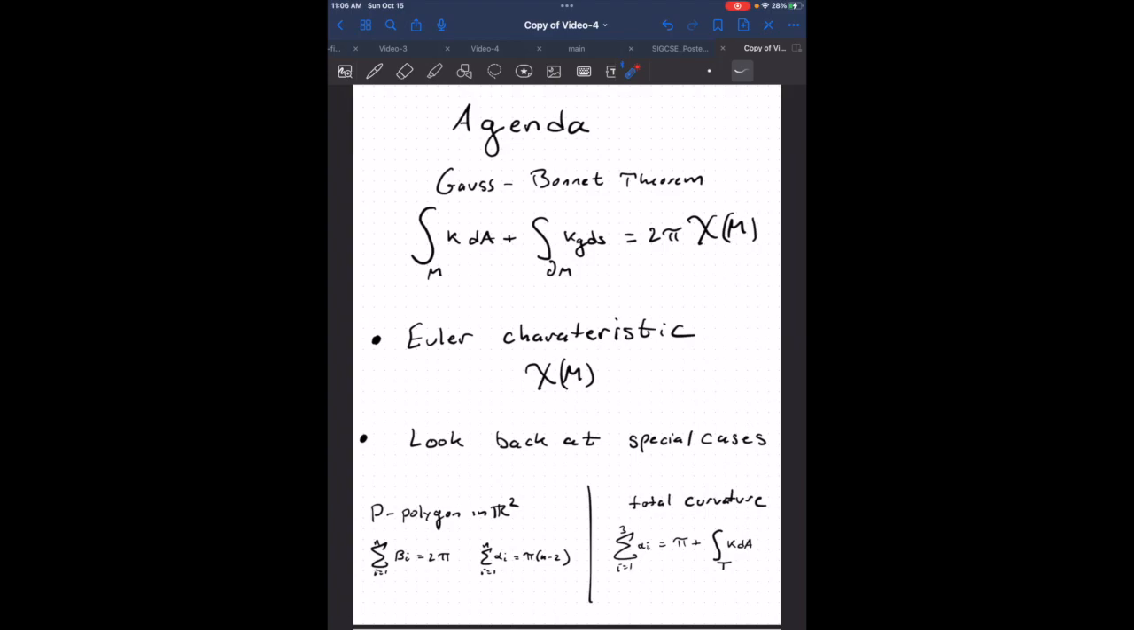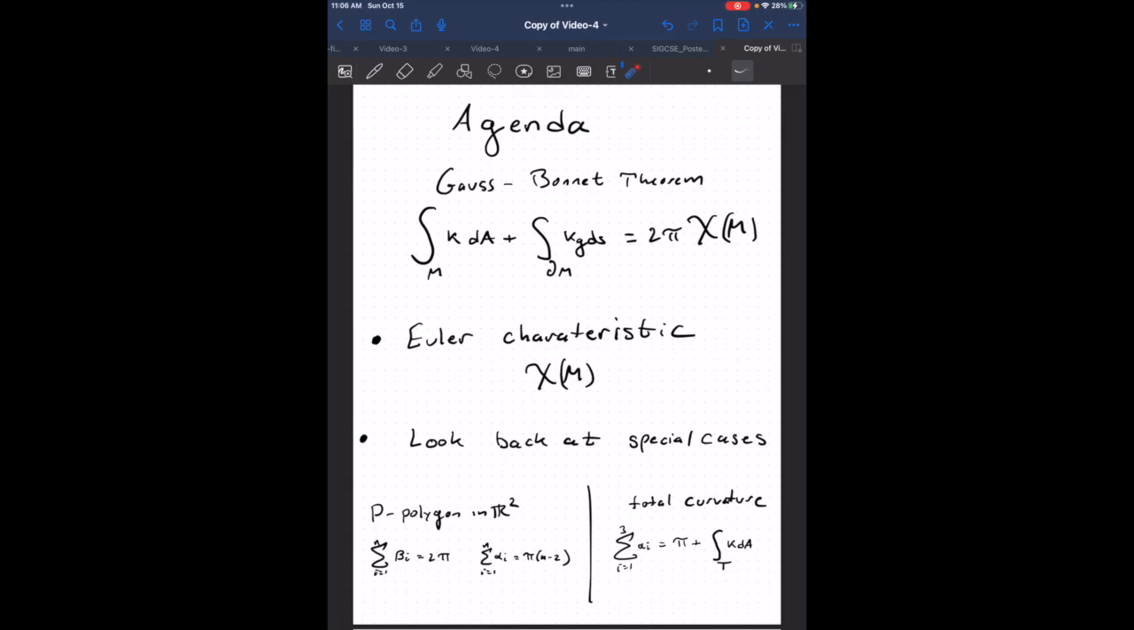So that's some of the power of the theorem, is that you can walk around and make these local calculations, and that tells you global information. And vice versa, if you have this global information, you can say something about the local information. So pretty cool. And then we'll take a look back at some of the special cases.